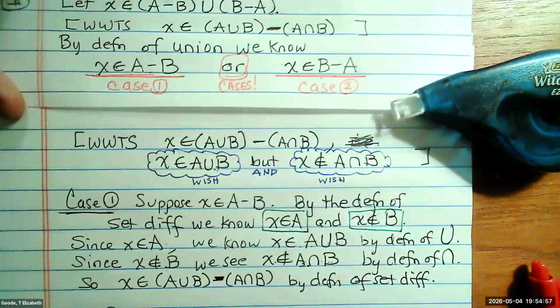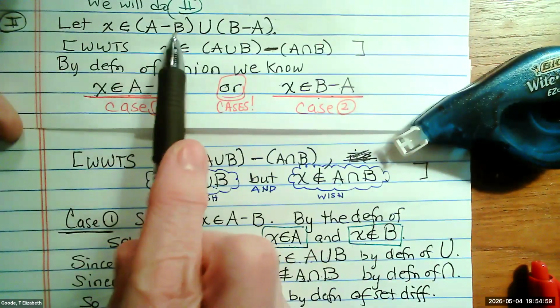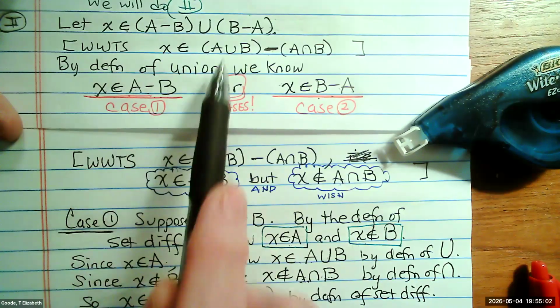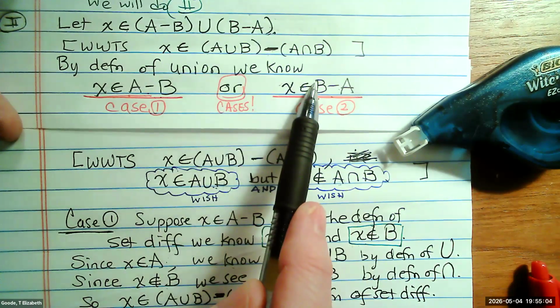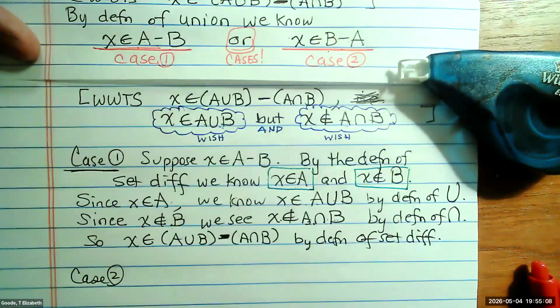For the second one, are we going to write the same? Well, it's different. Remember we had cases because X was in A minus B or it was in B minus A. So what should we suppose for case two? Suppose X is in B minus A. By definition of set difference, we know X belongs to B and X does not belong to A.